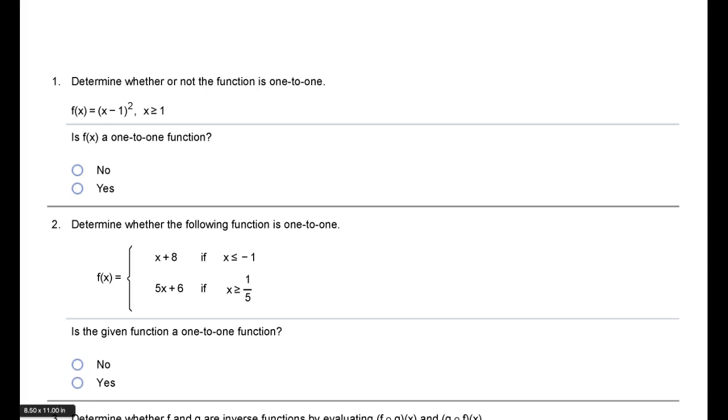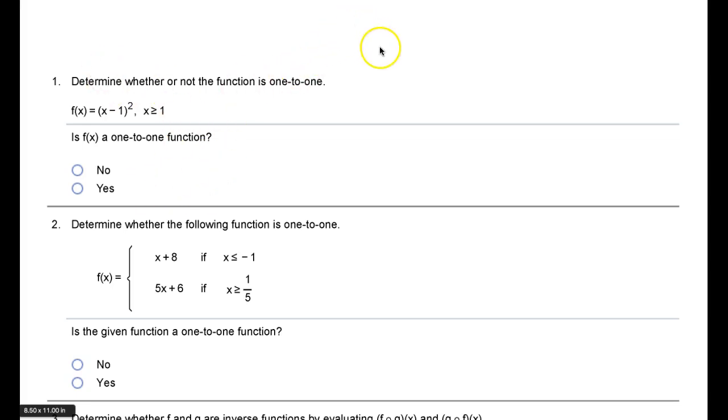So question number 1 says, determine whether or not a function is one-to-one. Before we answer this question, we need to know what a one-to-one function is and why that is important when we talk about the inverse of a function. It turns out that a one-to-one function is a special type of function where every x value has a unique y value that it corresponds to.